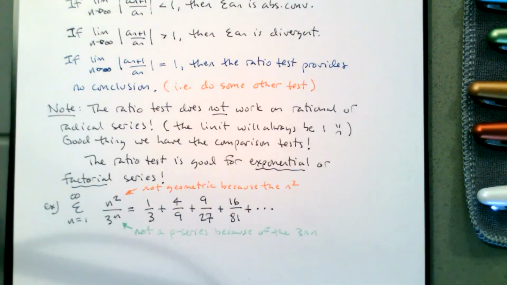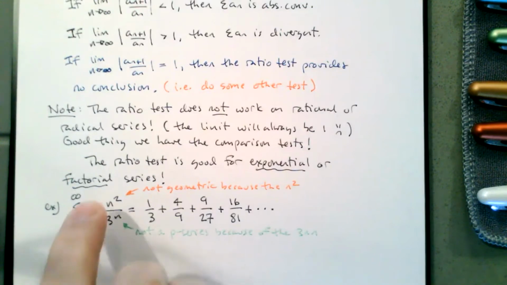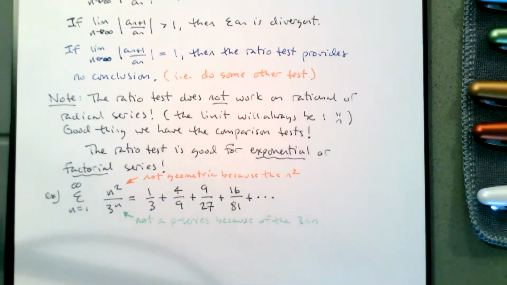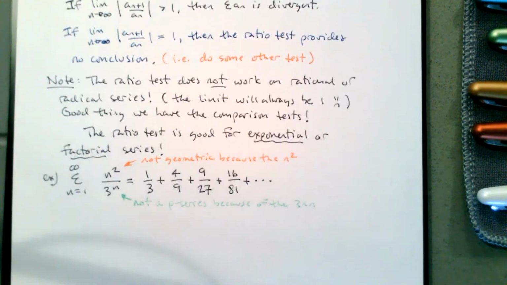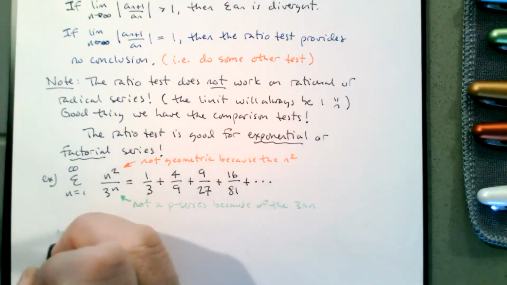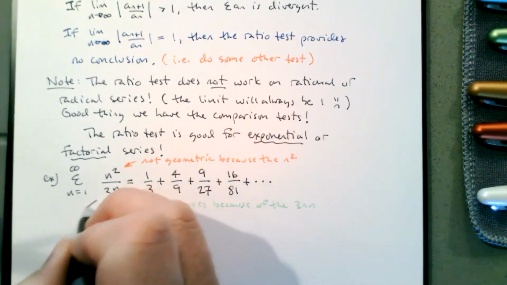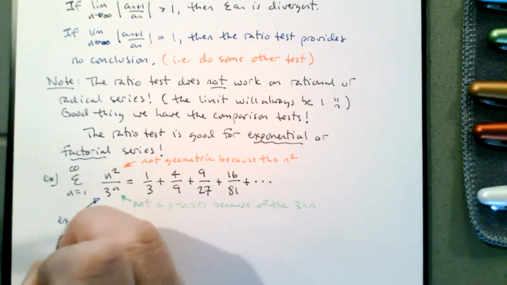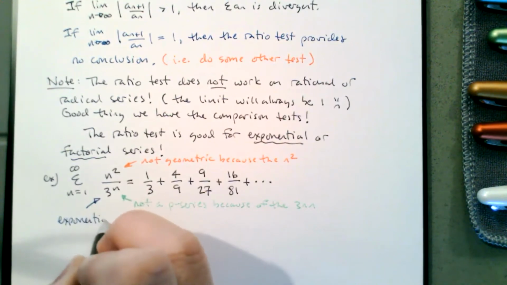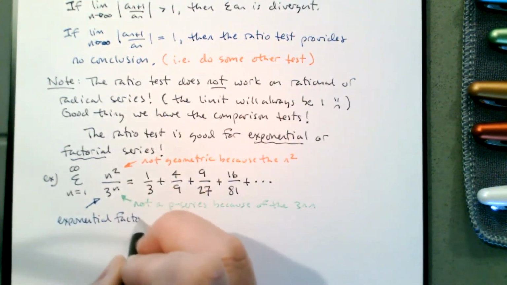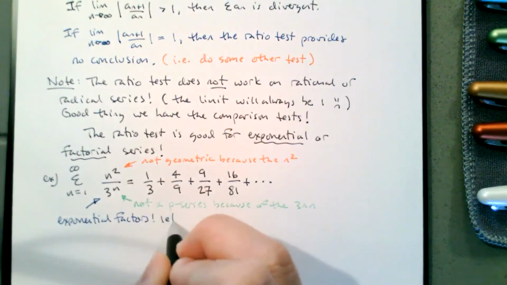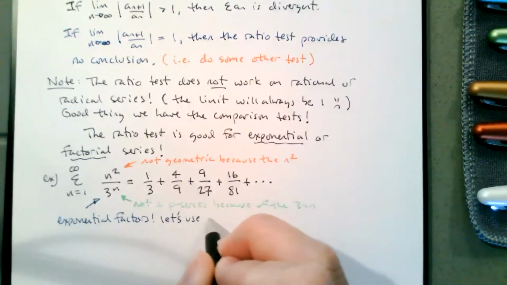But the ratio test is going to be very good at this because there are exponential parts. The ratio test is going to ignore this n squared. We're going to see the ratio test ignoring the n squared and really favor the 3 to the n. So let's do the ratio test and take the limit. Here's our thinking: we'll see exponential stuff. That's a prime candidate. Let's use the ratio test.